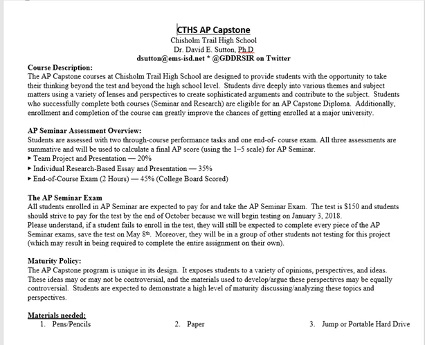The AP scores are broken down into 3 components: 20% for a team project and a presentation, 35% for an individual research-based essay and a presentation, and an end-of-course exam that's 2 hours in length. It's a standard AP College Board scored exam that you will go sit for and will be evaluated by AP individuals at a regular read.